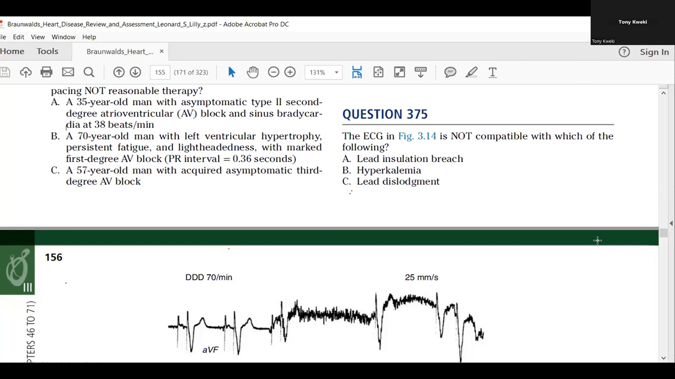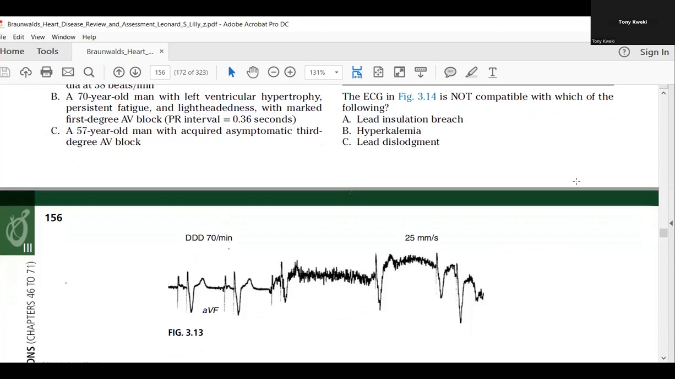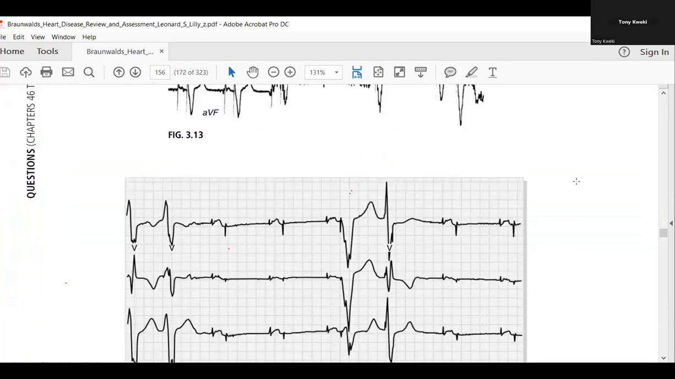So the next question is, we are at 375, the ECG in Fig 3.14 is not compatible with which of the following. So they're asking us, which do we not expect to see? So basically, this is also a dual chamber pacemaker, because of course we are seeing atrial spikes, we are also seeing ventricular spikes.